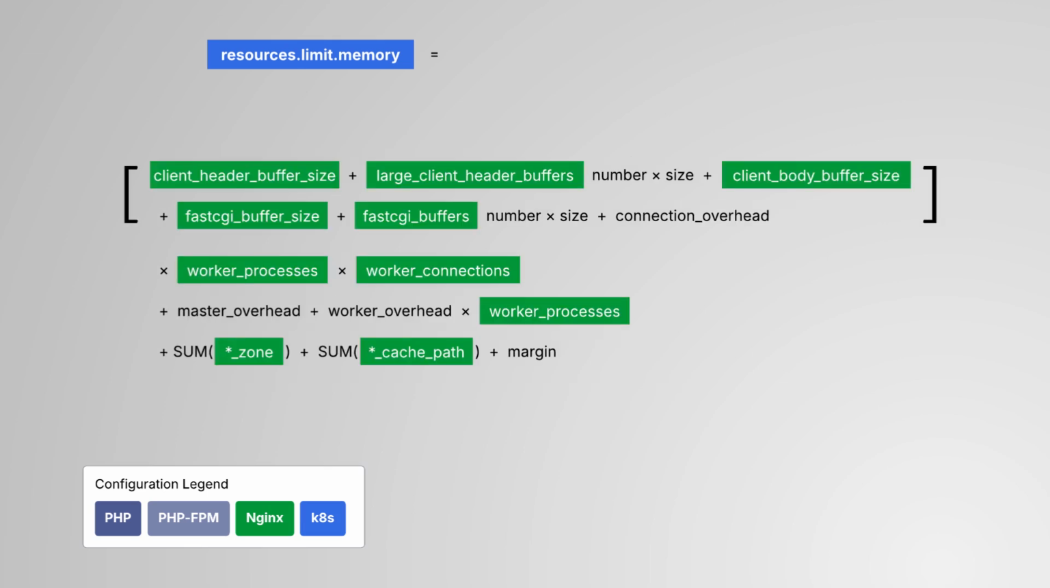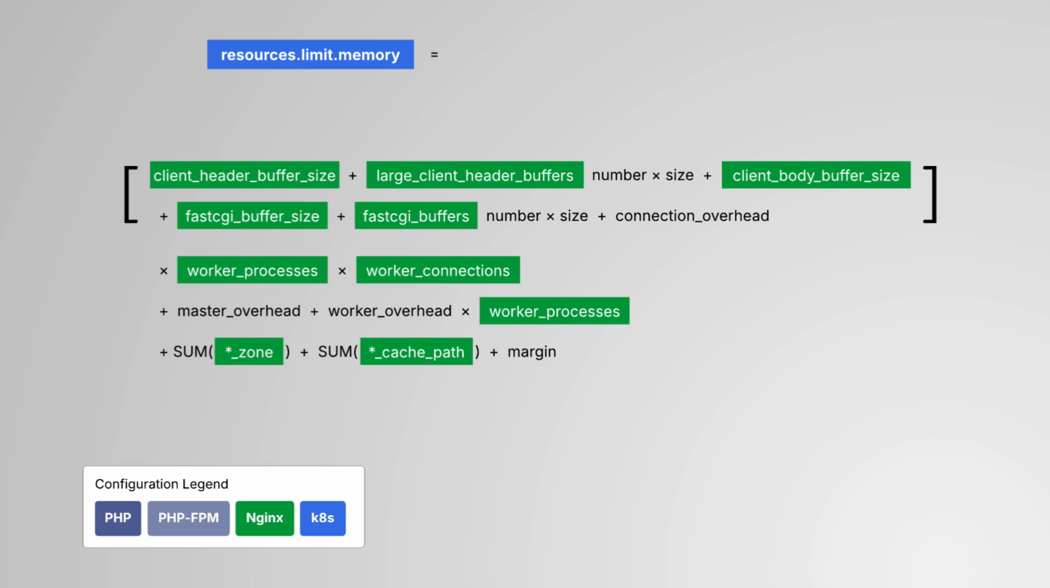We have a similar structure for the Nginx prediction of peak memory usage in normal operation. Shared resources are counted once, and the items in brackets are per connection, so they get multiplied by worker processes, which is the number of workers, and worker connections, which is the maximum number of connections per worker. The default for worker connections is 512, and that can realistically be set as high as 10,000 or more.